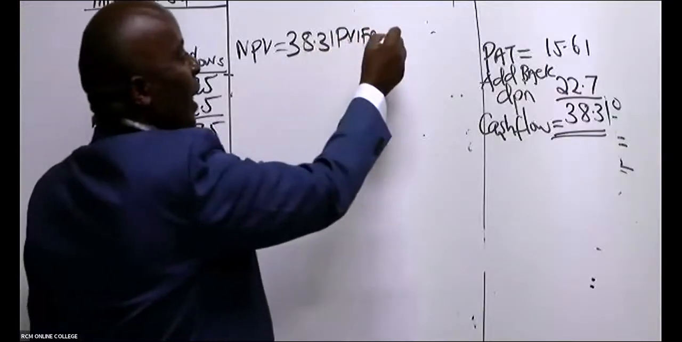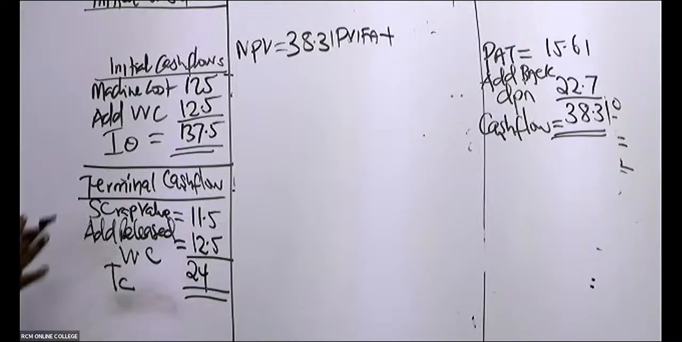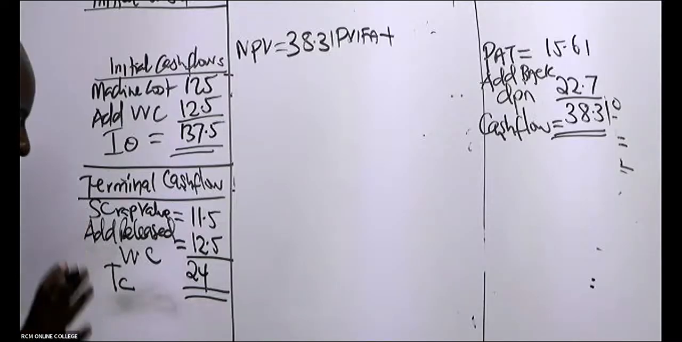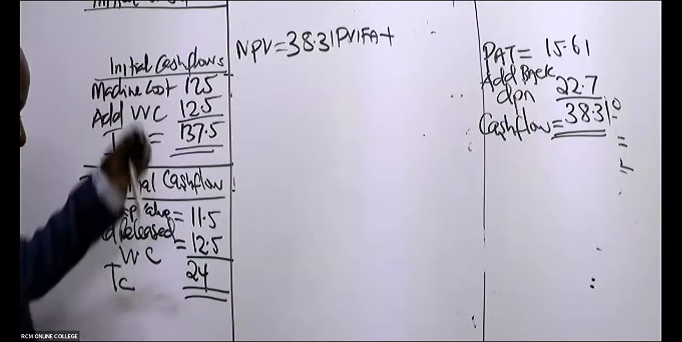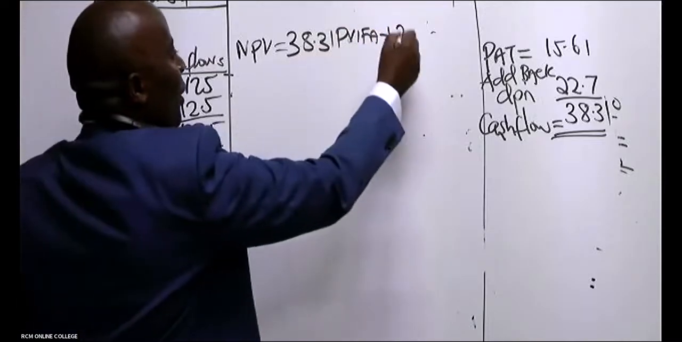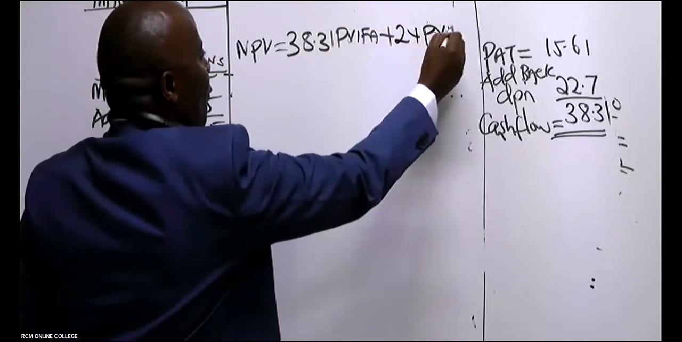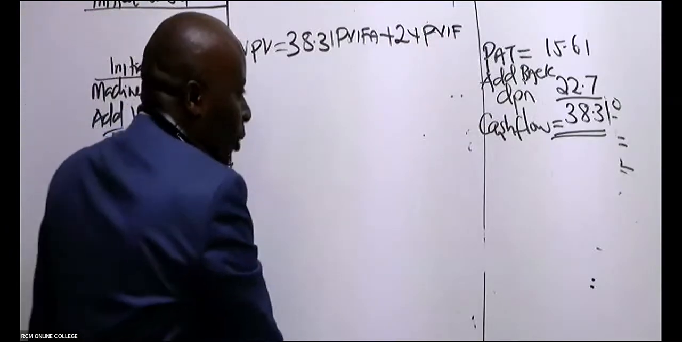We also have another cash inflow coming as a terminal. But is the terminal cash flow an annuity really? Am I going to get this figure every year? Terminal is only received once. So in this case we say plus 24 multiplied by PVF, because this is an irregular lump sum amount, PVF.